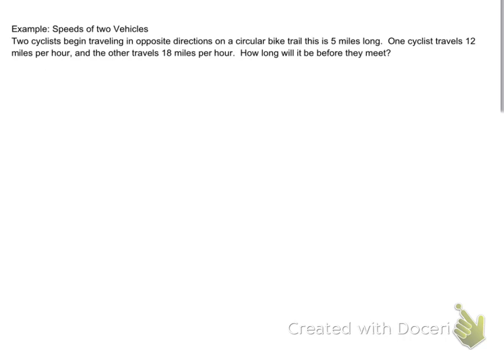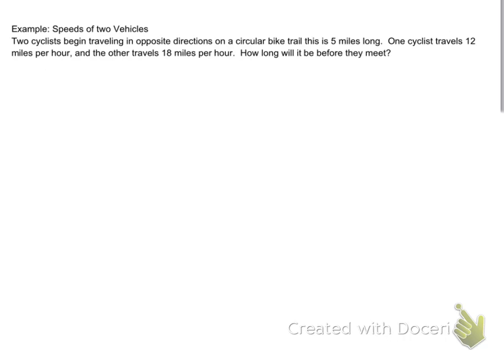Now let's think of this. Will they meet directly on the opposite side, 2.5 miles each? No. The only way for that to happen is if they were going the exact same speed. So obviously one is going faster by quite a bit than the other. So the guy who's got the faster rate will go further.